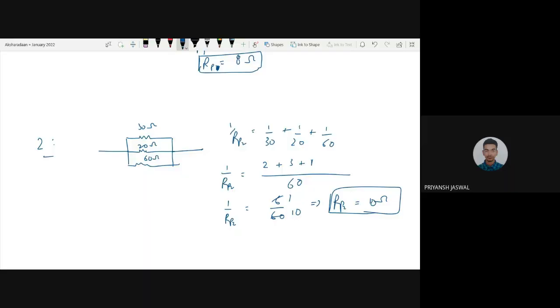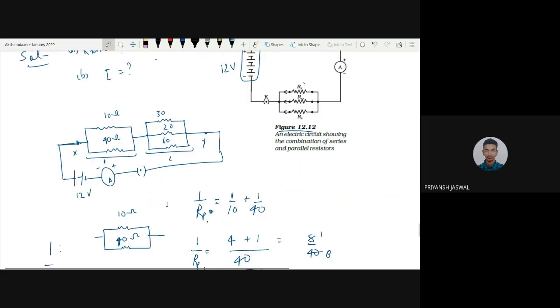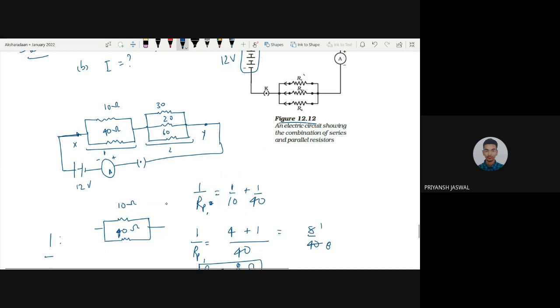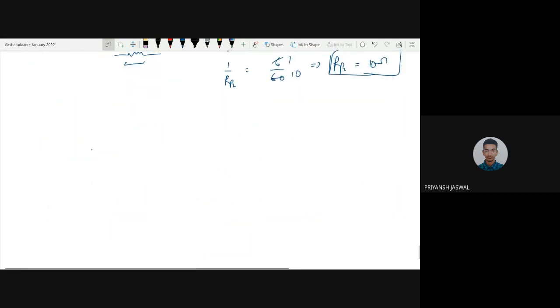So the net resistance is basically that if we put a single resistance in place of this whole circuit, then the current through the circuit won't change and the potential drop across this complete system and this one resistor will be same. So it acts as a replacement for it. So now we can replace these two individual parallel combinations with single resistances RP1 and RP2.